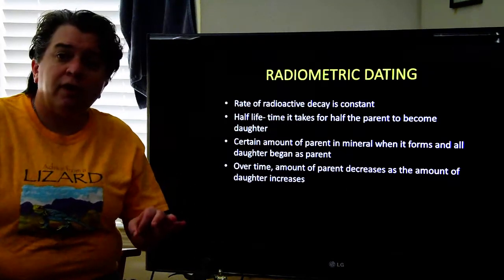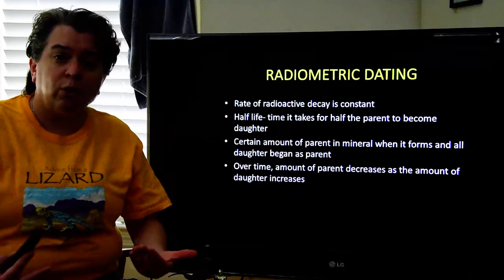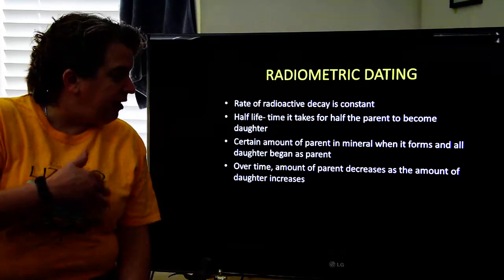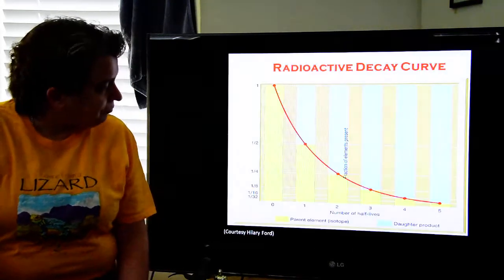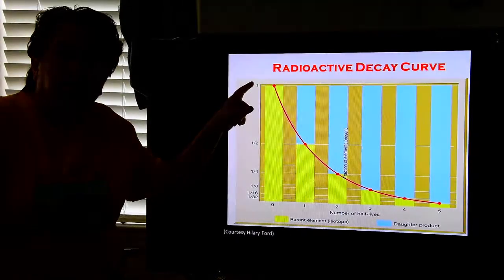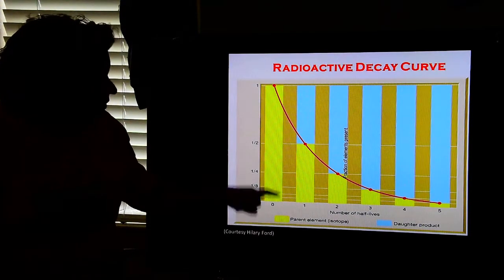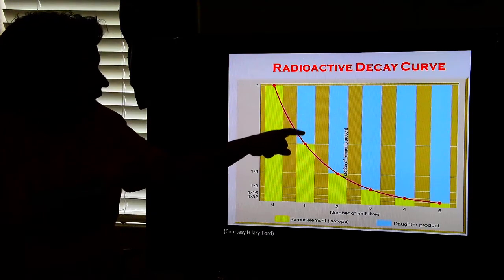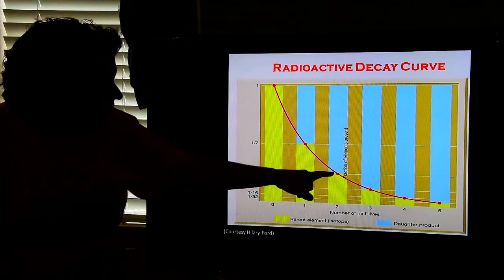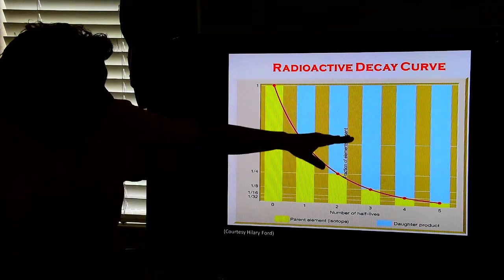So what we can do is measure the amount of parent and daughter in a mineral to figure out how old it is. Over time, the amount of parent decreases and the amount of daughter increases. We can see this on what's called a decay curve. Here we are at the time that our rock forms, where all of the atoms are parent. Parent is shown in yellow. After one half-life, half the atoms are still parent and half are daughter. After another half-life, we took half of the parent and that then became daughter.